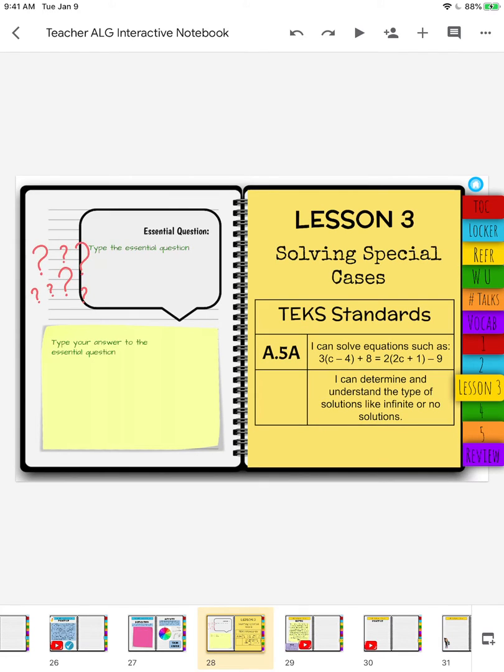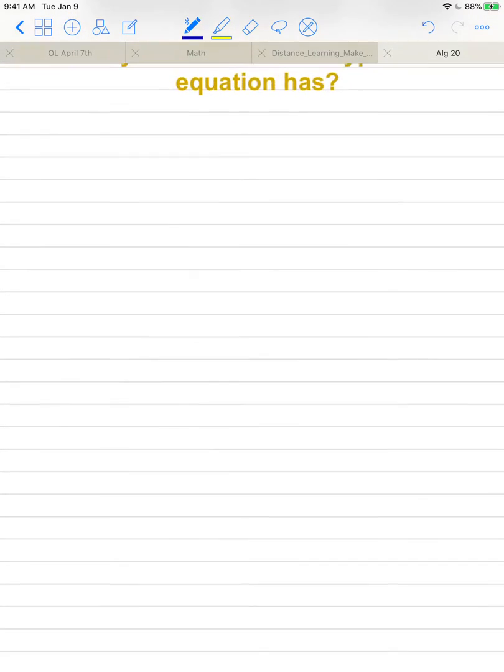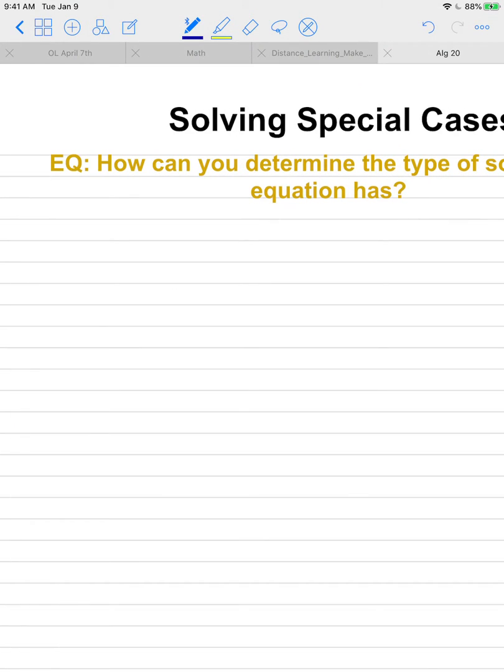Today we're going to be talking about solving special cases. By the end of this lesson, you should be able to solve equations such as the one given in our TEKS and understand and determine the type of solutions, like infinite and no solutions. Your central question, which you'll type into the quote box there, is how can you determine the type of solution an equation has? Before we get into that, let's go over a quick review.